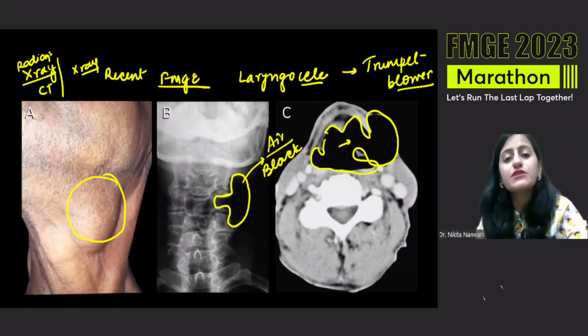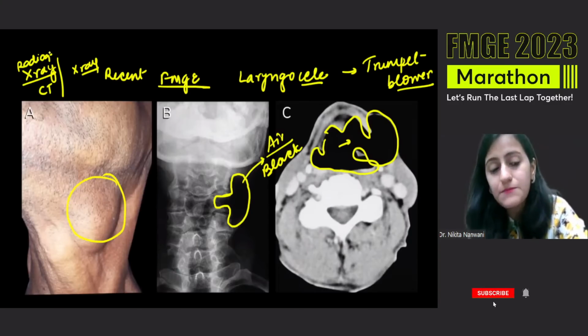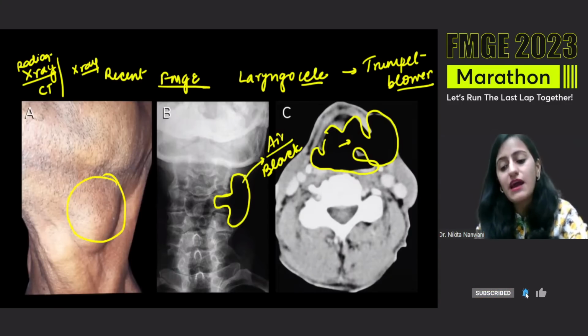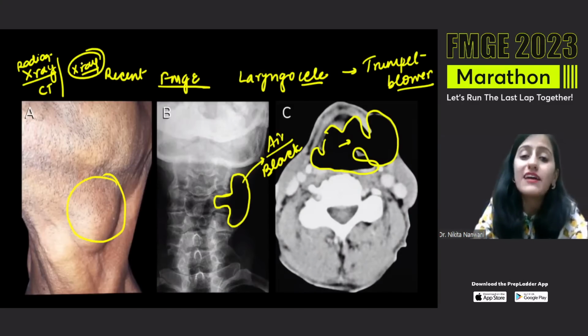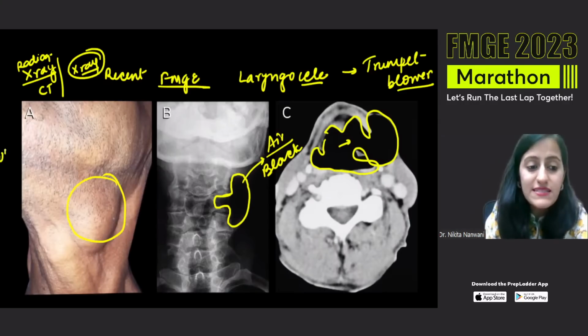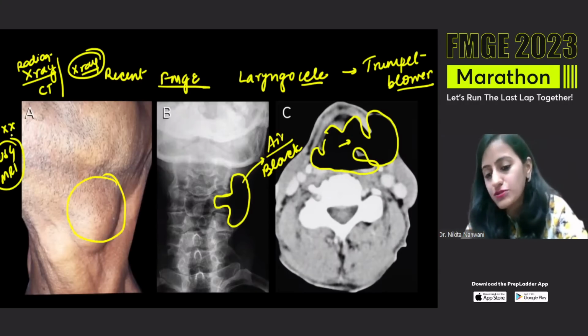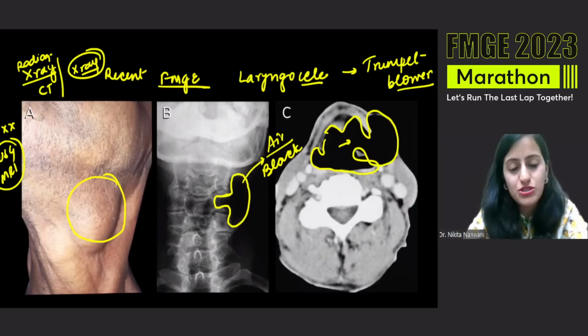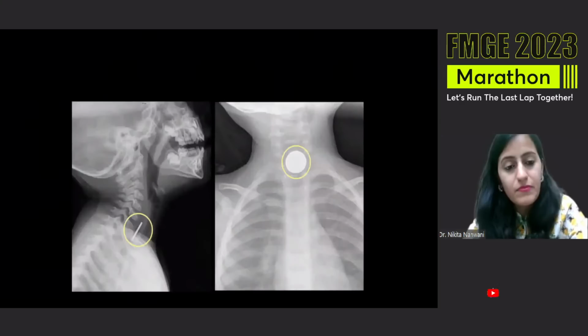So previous FMG question, which modalities use the same? They are based on the same principle. It is the radiograph and the CT. Both of them use X-rays, so both of them have radiation exposure. Ultrasound and MRI, they do not have radiation exposure. Okay, they do not have radiation exposure. So trumpet blower, air containing, this is laryngocele.